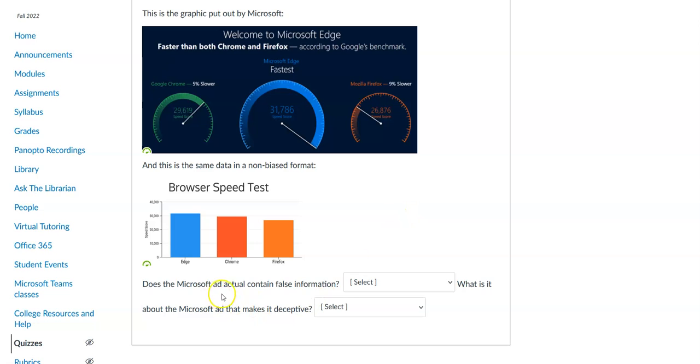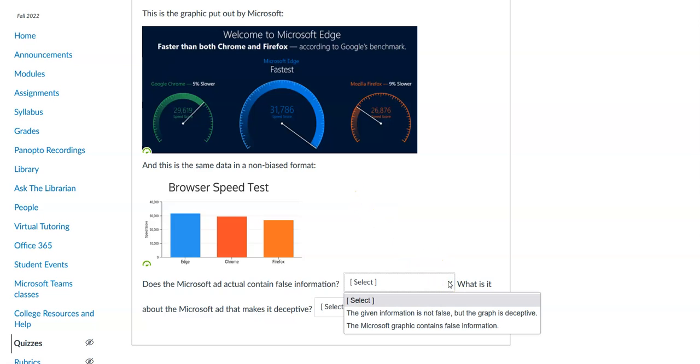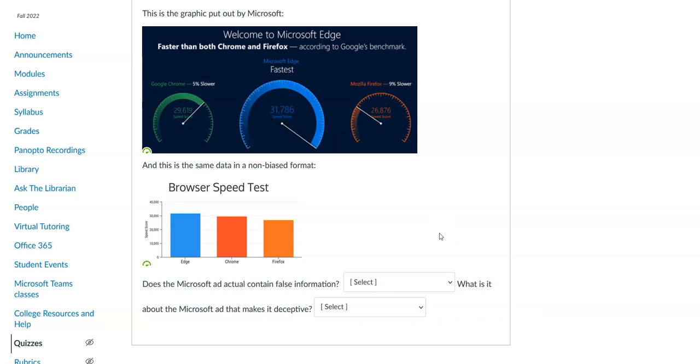And the last one, this graph was put out by Microsoft. Does the Microsoft ad actually contain false information? So they have these things, and it tells you here what the scale is. Looks like Microsoft Edge is 31,786. And if you come down here, that's about what it looks like here. In here, it's 26. So no, it doesn't look like there was false information. But even if it's not false, it's deceptive.